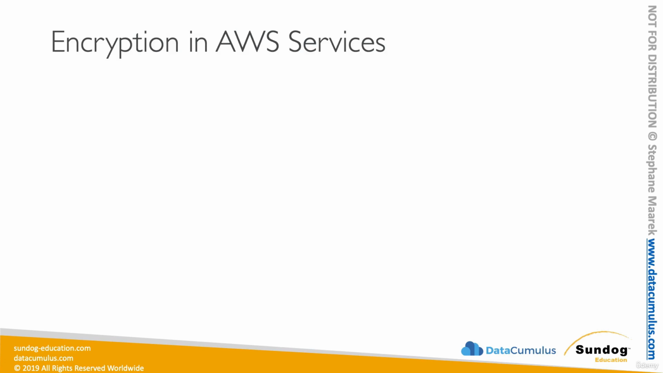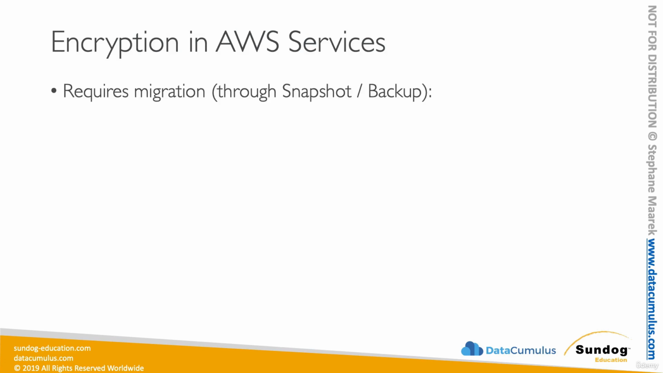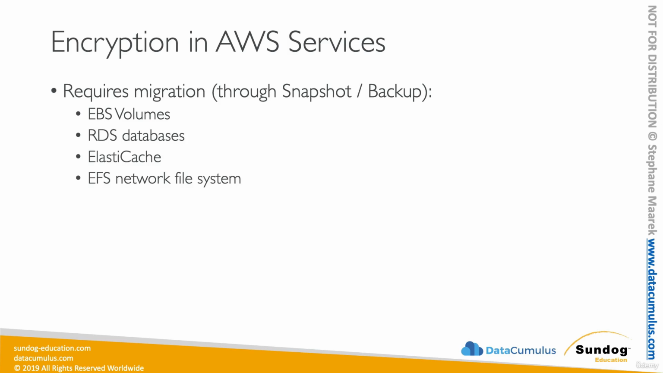Now, how does encryption work in AWS services? Well, some require migrations. For example, if you have an EBS volume and it's unencrypted and you want to encrypt it, you first need to back it up or make a snapshot and then create an encrypted volume. Same for RDS, ElastiCache, or EFS.